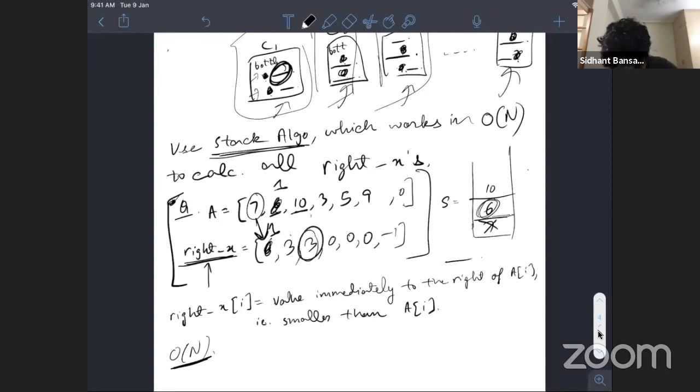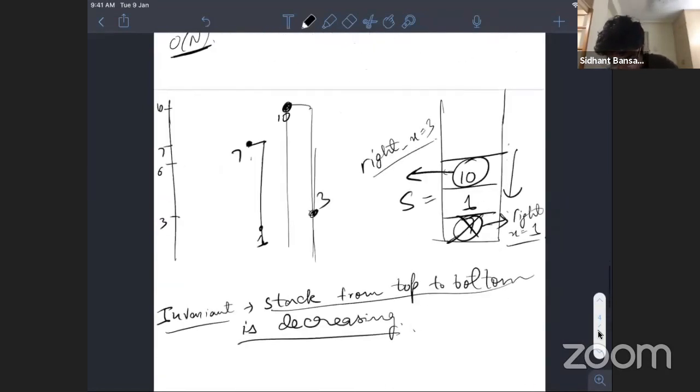This value. Notice this, what does this value refer to? What's the right x of 10? That is, which is the value that's bounding 10 to the right of it, which is 3. So you update it here only.